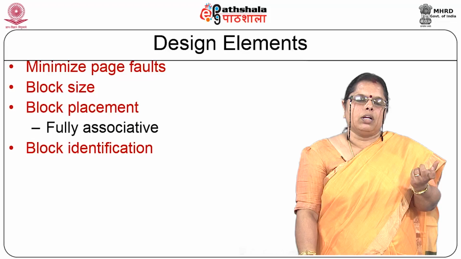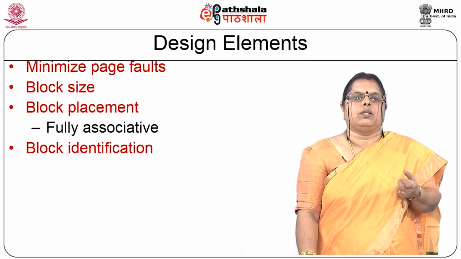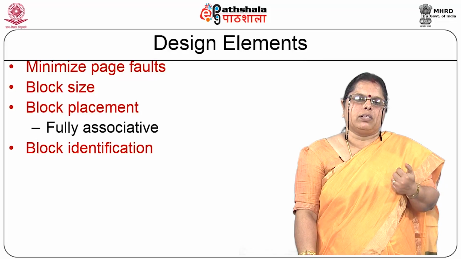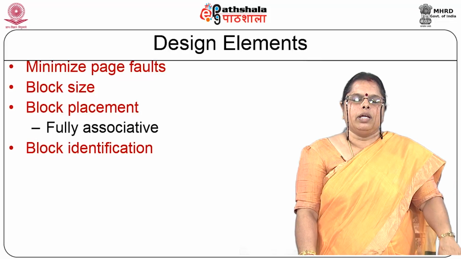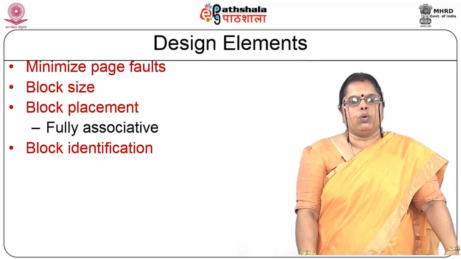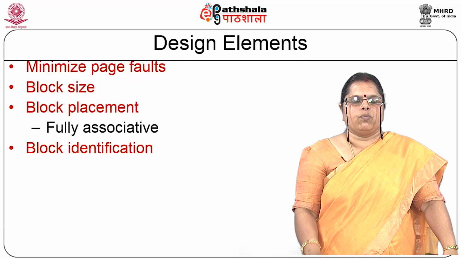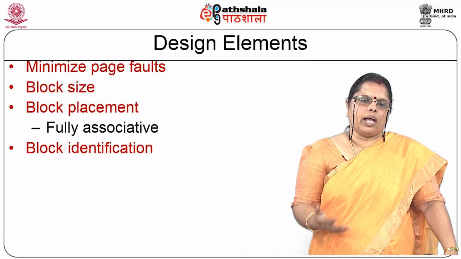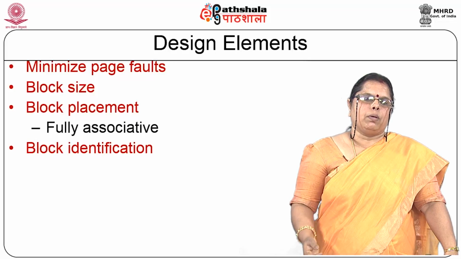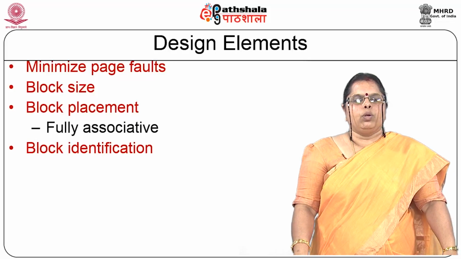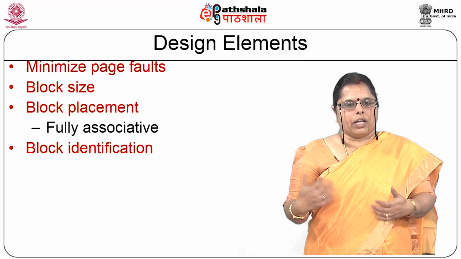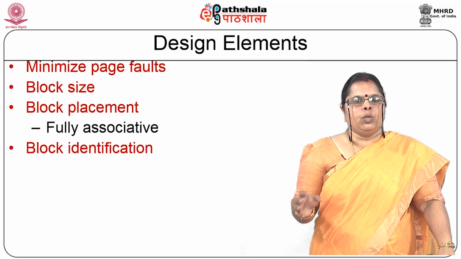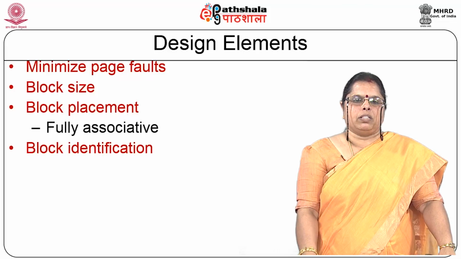The second one, when you look at the 4 questions that we need to have answered, the first one is block placement. Where do you place a page? Normally, it is a fully associative mapping when you look at the transfer of pages between your secondary storage and main storage. Unlike your cache memory where you had all 3 mapping policies which could be followed, when you look at the transfer between your secondary storage and main storage, it is always fully associative mapping. You can fit in a page wherever there is space available.